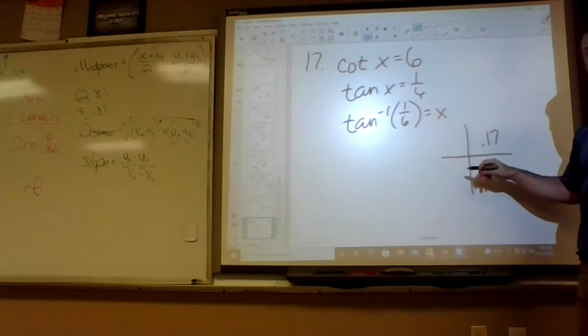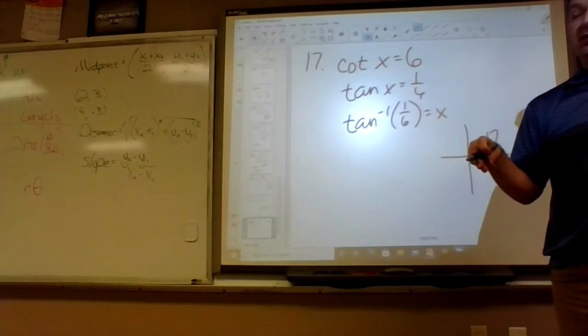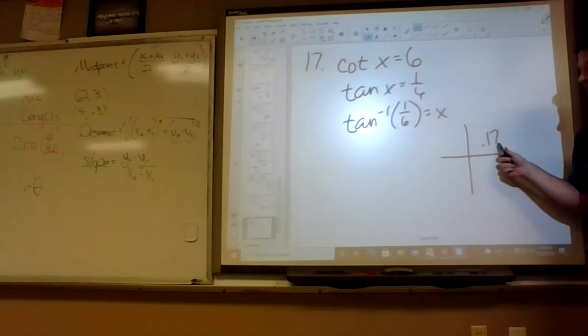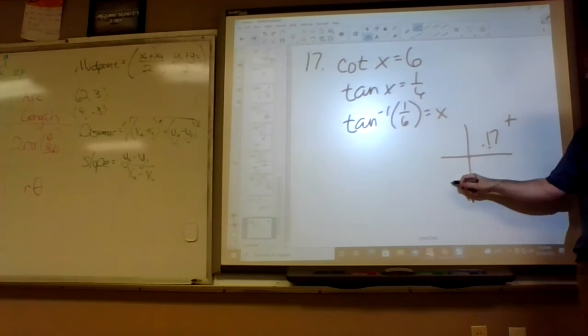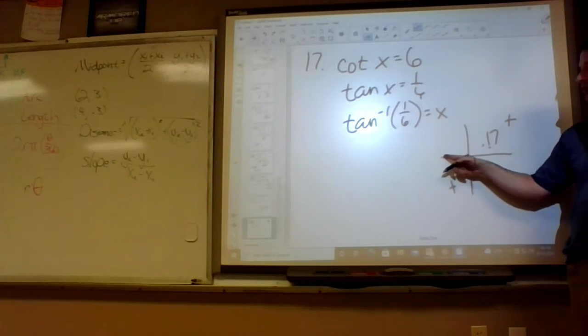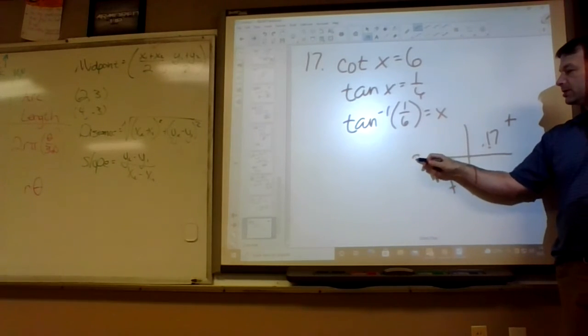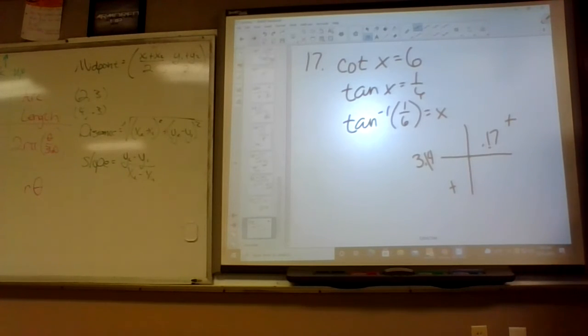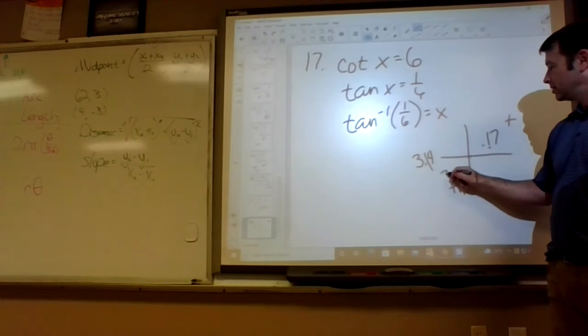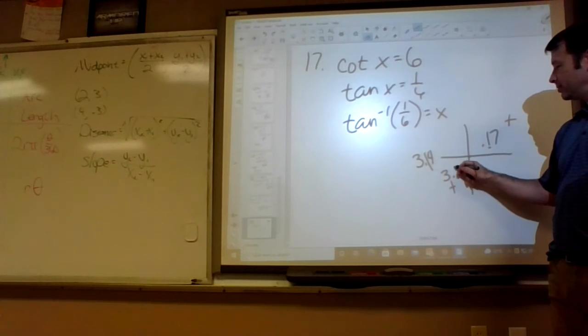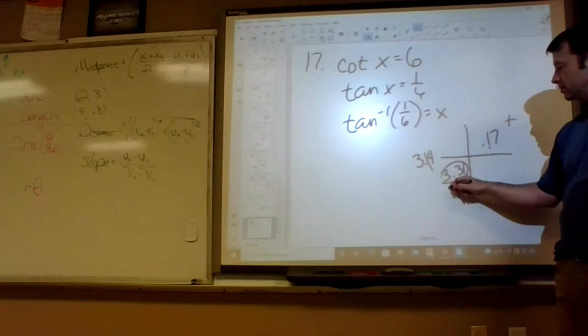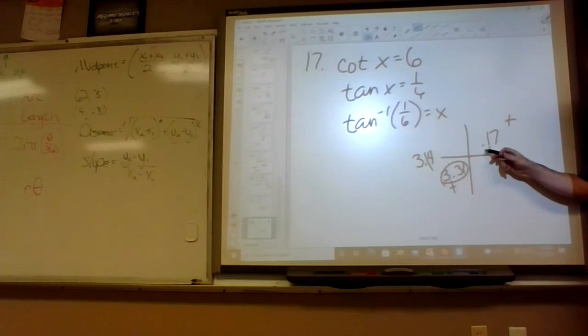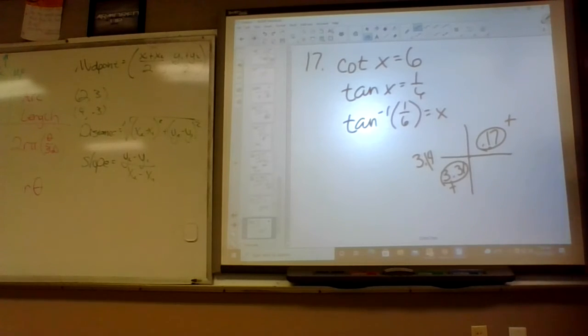I should just copy it out of the book, that way I don't have to rely on my ears. The book is wrong. Okay, tangent is positive here, and it's also positive here, so how do I find the third quadrant? 3.14 plus 0.17. Yes, 3.1415... I believe that is 3.31. Then you would be absolutely correct.